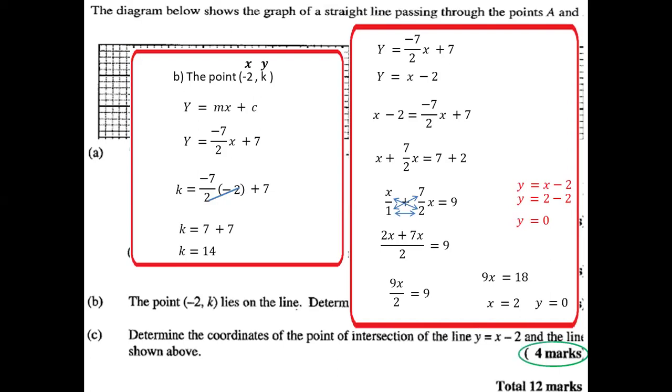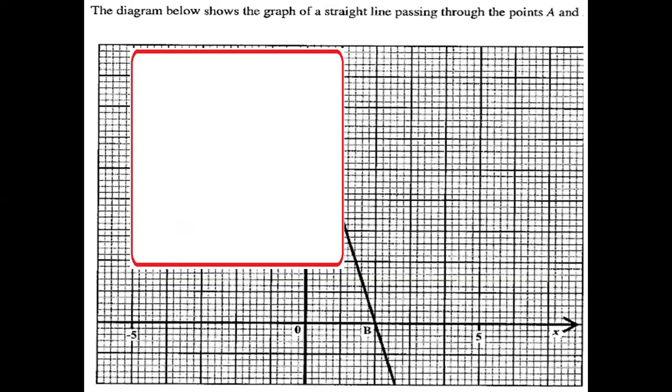Now, for 4 marks, that calculation gives us 4 marks. But I'm just going to show you another way that we could have done this. The line y equals x minus 2. Let's say we chose this point here, 5, on the x-axis to insert into that equation of the line. What we'll have is y equals 5 minus 2, and y equals 3. So when x is 5, y is 3. That point is right here on the Cartesian plane.